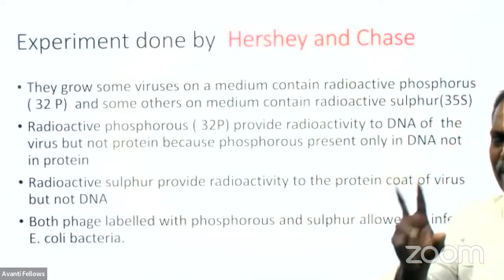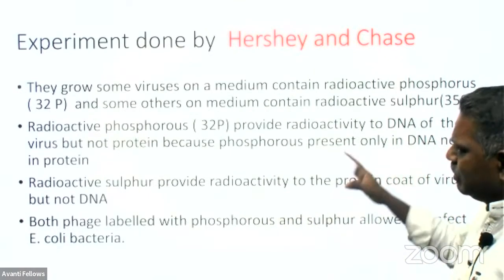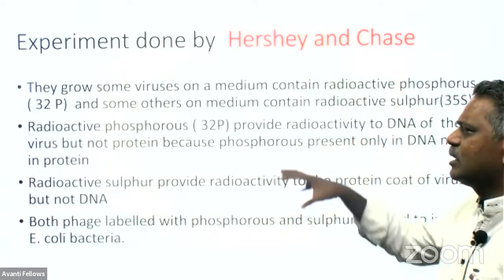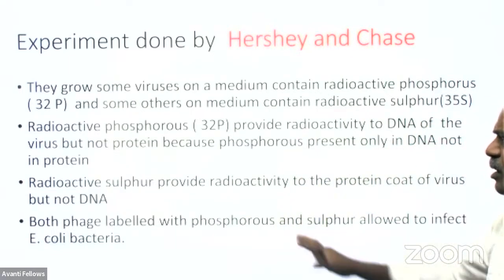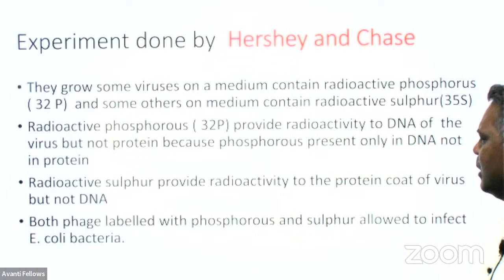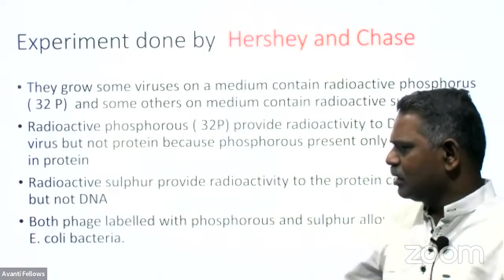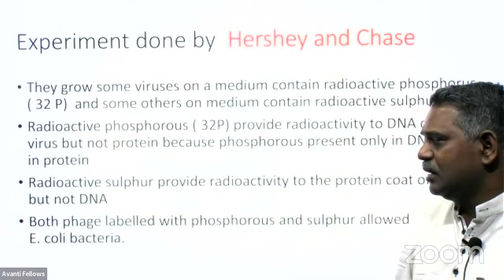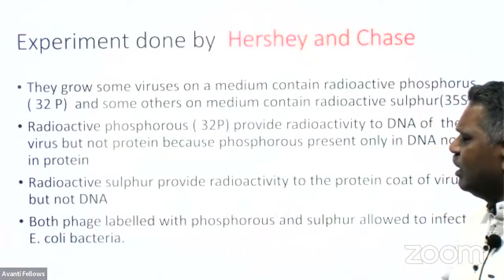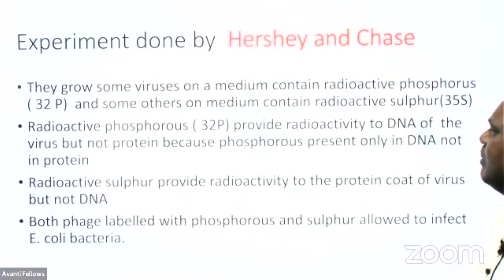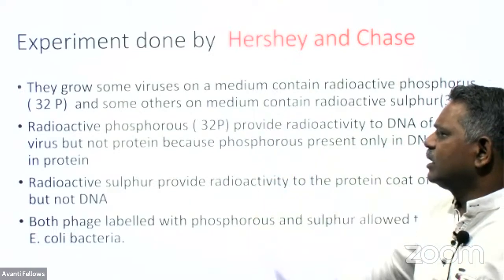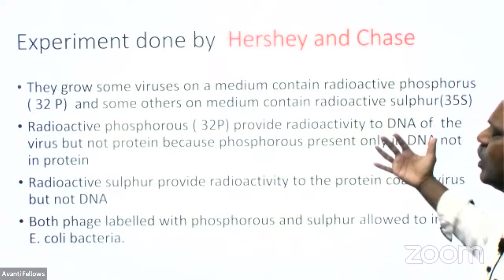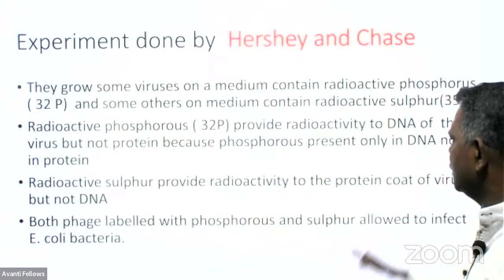So they made two types of bacteriophage here. One has radioactivity in the DNA molecule, and the other has radioactivity in the protein coat. Both phages, labeled with phosphorus and sulfur, were allowed to infect the bacteria, E. coli. In one phage the DNA is labeled with radioactive material, and in the other only the protein is labeled.